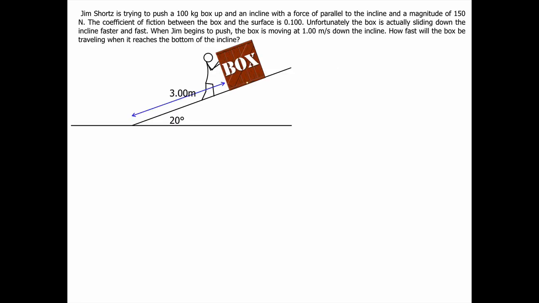This is the video solution to example number 1 for free body diagrams. Alright, so here's the problem we were given. We've got the 3 meters, 20 degrees, and all the other information that's up there in the text. So what's my strategy for all this?